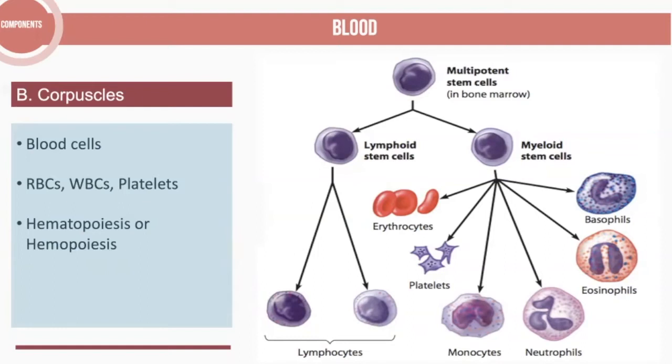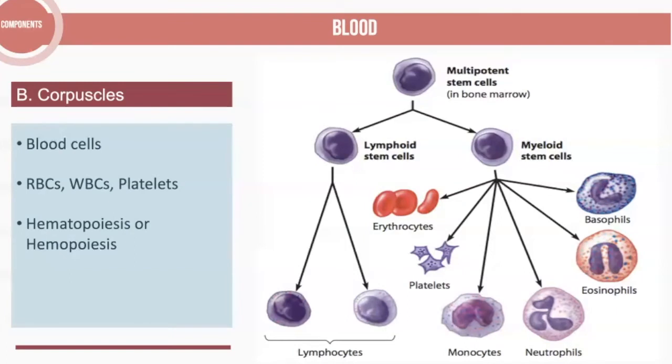So all of blood cells arise from a single type of stem cell, which we can see here as the multipotent stem cell, which is present in the bone marrow. So this multipotent stem cell has the capacity to differentiate into different types of cells. So this multipotent cell will first differentiate into two major lineages of progenitor cells. First, you have the lymphoid stem cells, and the other is the myeloid stem cells.